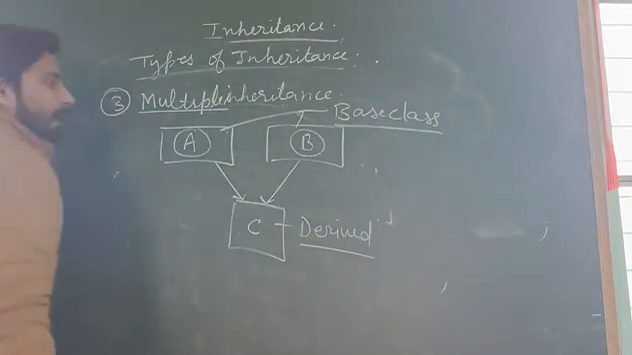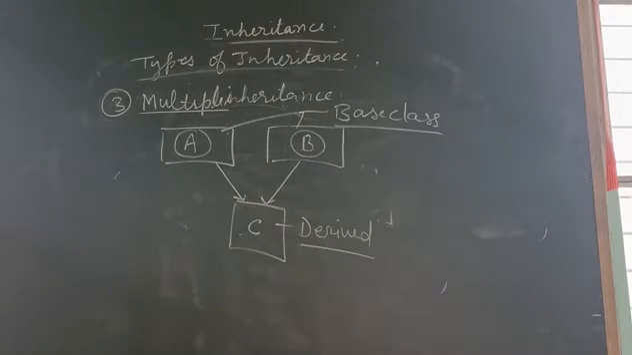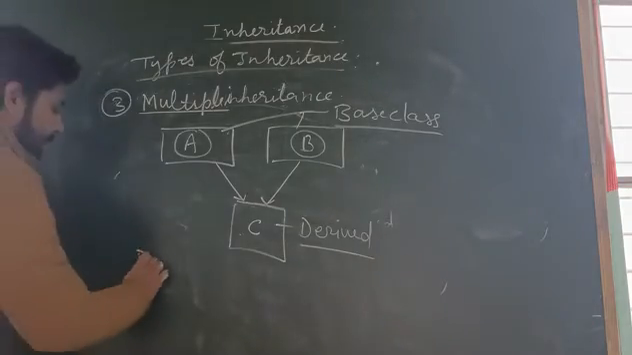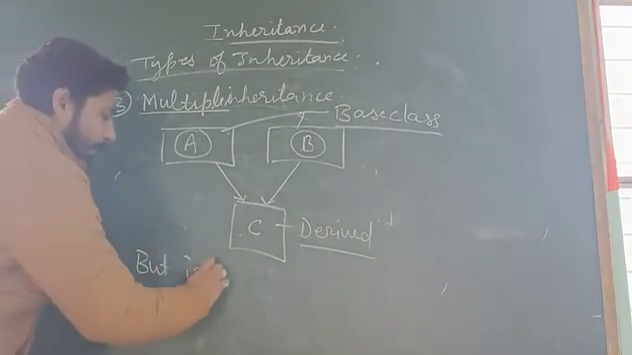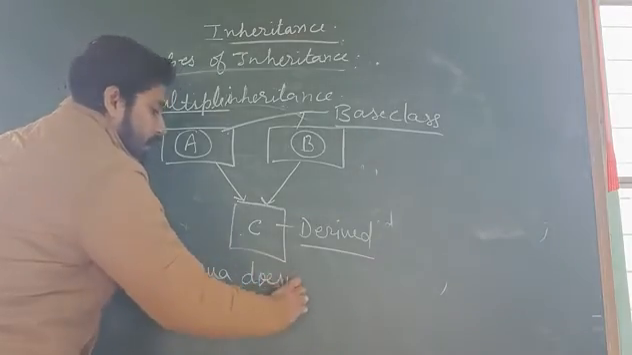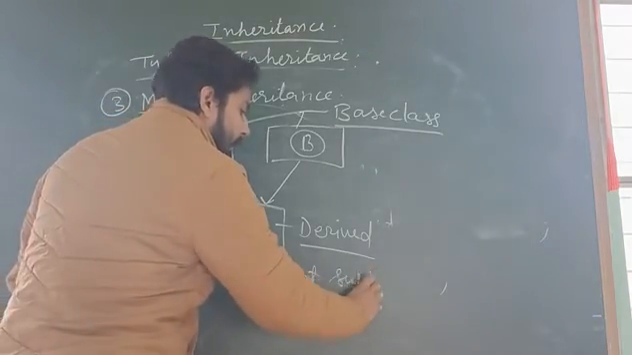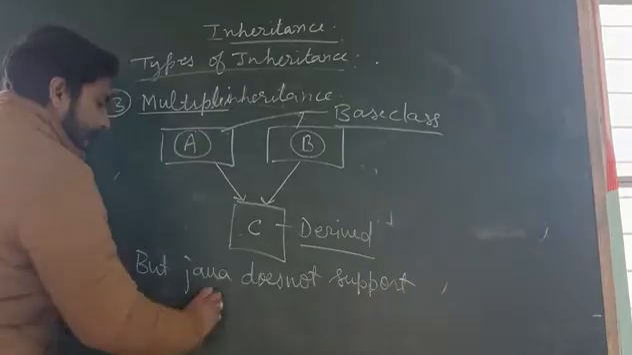So when we have more than one base class and only one derived class, that is, one derived class is acquiring the properties of two base classes, that is called multiple inheritance. But Java does not support multiple inheritance.